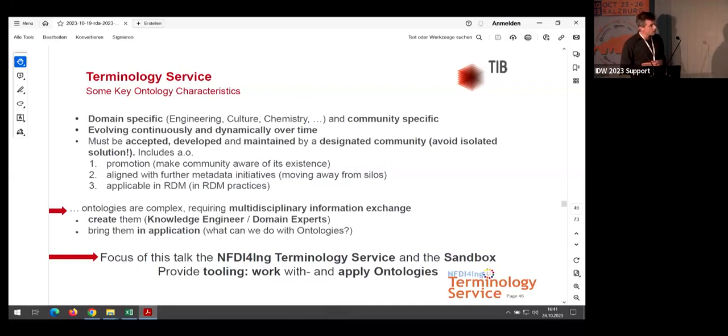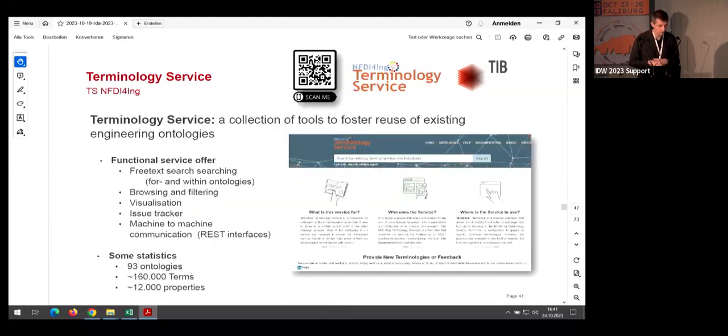My focus here is on the engineering terminology service, and something that we call Sandbox, which is a quite new development, which introduces some new features that we are working on. Here is a screenshot of our terminology service for the engineering domain. Actually, at TIB, we have several terminology services, one for the engineering domain, one for chemistry, and we even have a general terminology service that holds loads of ontologies from various domains.